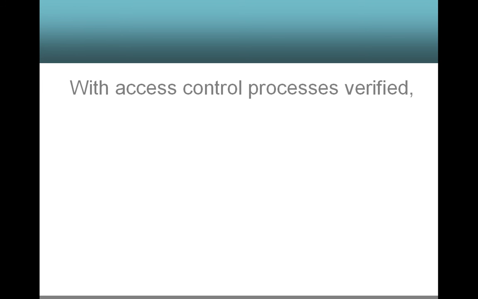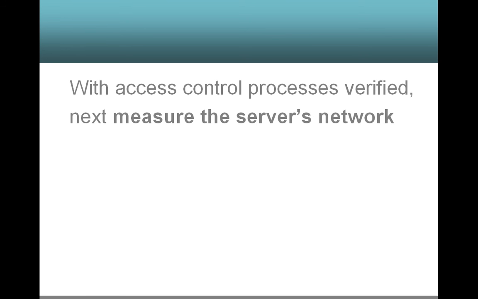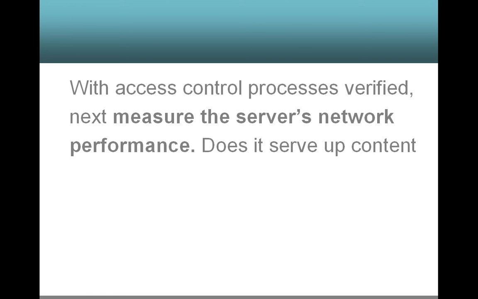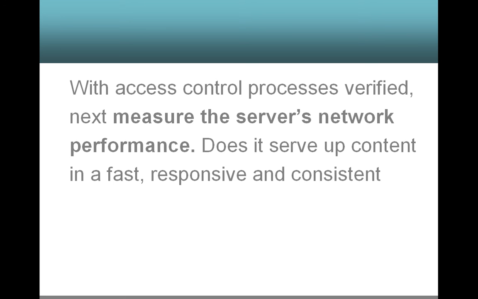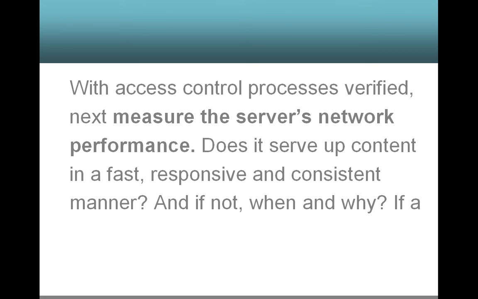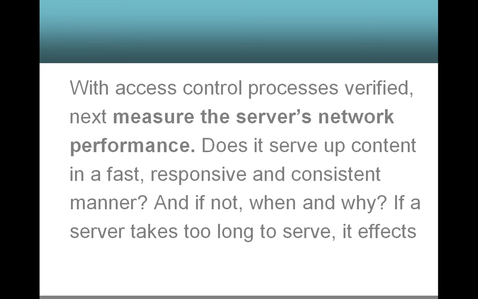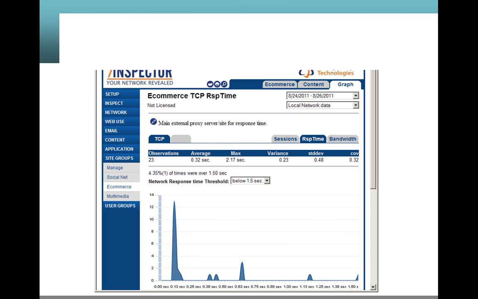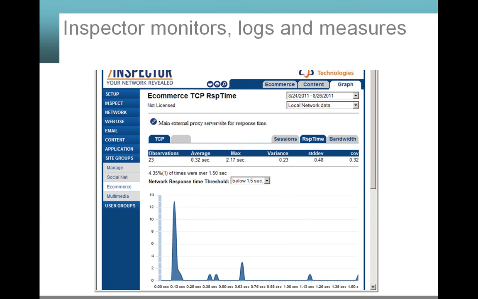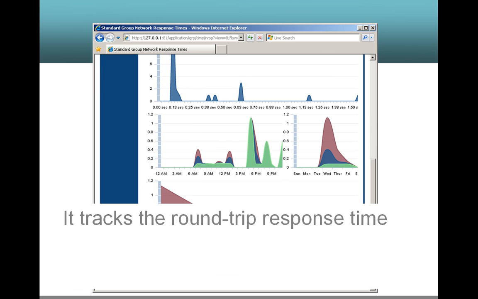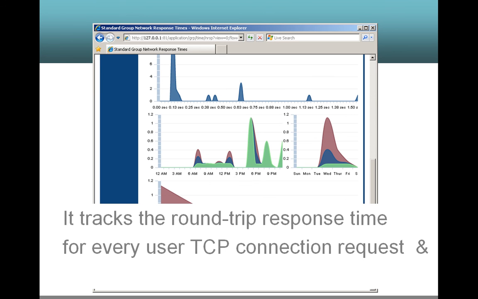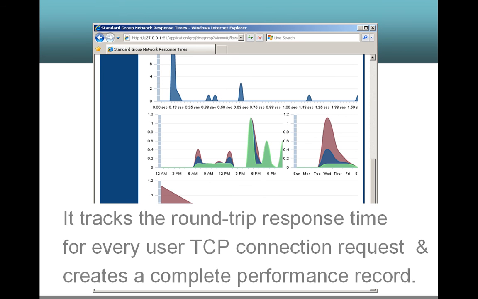With access control processes verified, next, measure the server's network performance. Does it serve up content in a fast, responsive, and consistent manner? And if not, when and why? If a server takes too long to serve, it affects productivity. Inspector monitors, logs, and measures every data flow. It tracks the round-trip response time for every TCP connection request and creates a complete performance record.